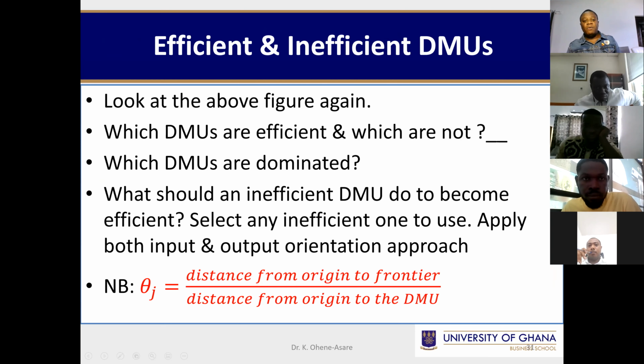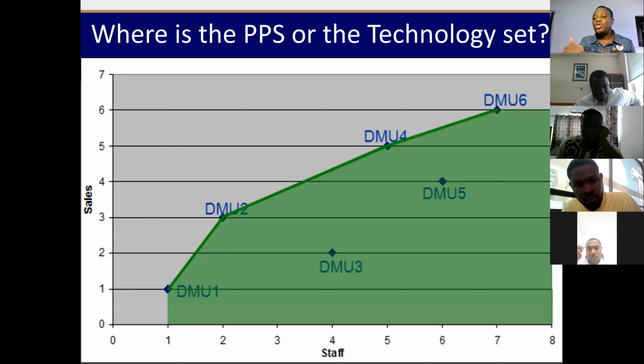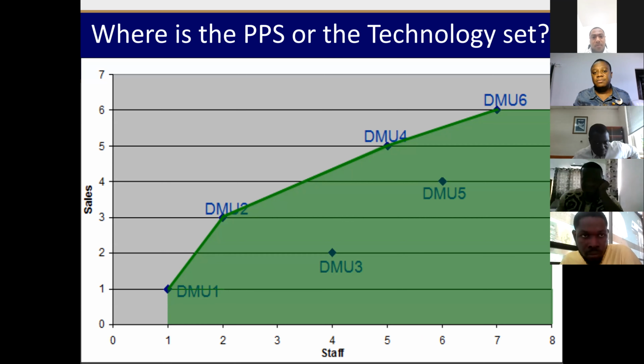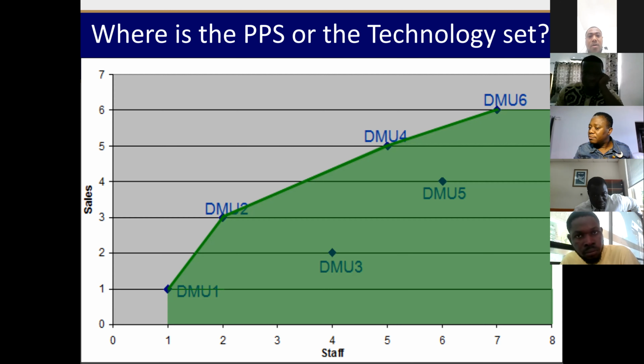Now, what should an inefficient DMU do to become efficient? Who can tell me any of the inefficient DMUs here, and what it should do to become efficient? You can tell me. Macleod, what should an inefficient DMU do? An inefficient DMU should reduce its inputs to become efficient, or also increase its outputs.